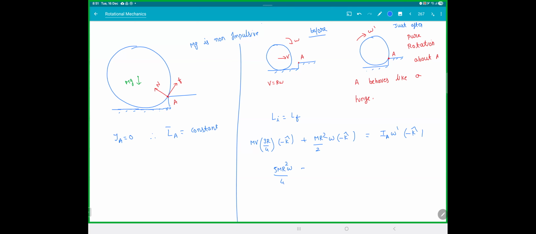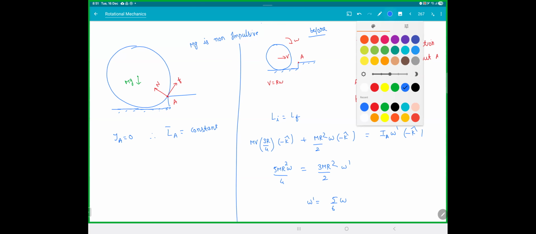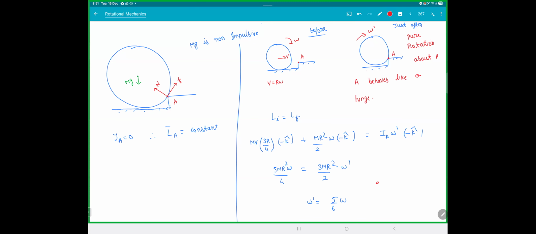Moment of inertia about A, by parallel axis theorem, is mR square by 2 plus mR square. That will be 3 mR square by 2 omega dash. We get omega dash is equal to, mR square goes off, 5 by 6 omega. This is the angular velocity just after collision. Since the collision is over, now energy can be conserved after collision. You cannot conserve energy before and after collision, but once the collision is completely done, then you can conserve energy. Any doubt still here?